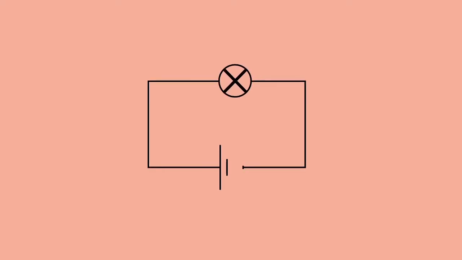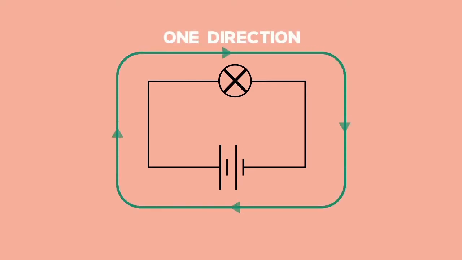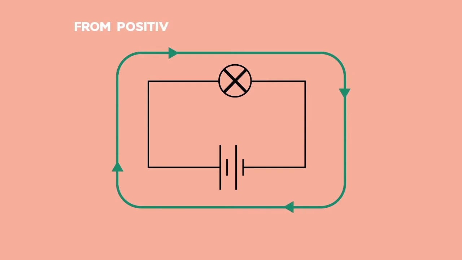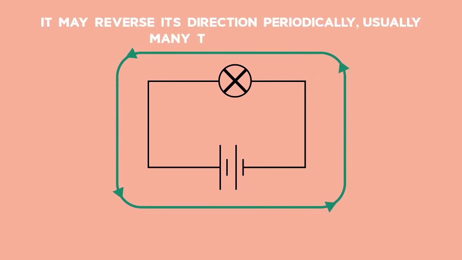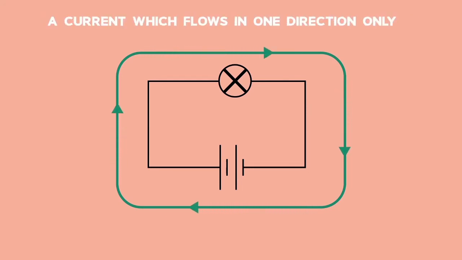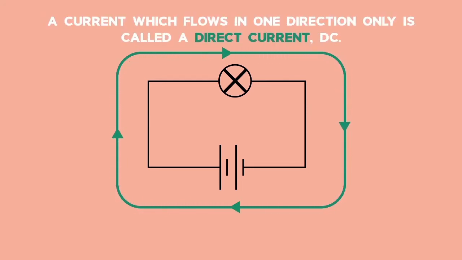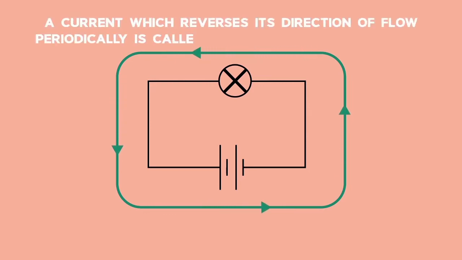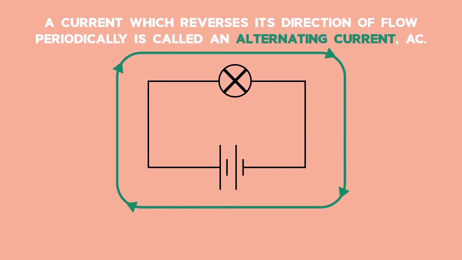Depending on the source of the electricity, the current may flow in one direction only, that is, from positive to negative or vice versa. Or it may reverse its direction periodically, usually many times a second. A current which flows in one direction only is called a direct current, the symbol DC. A current which reverses its direction of flow periodically is called an alternating current, the symbol AC.